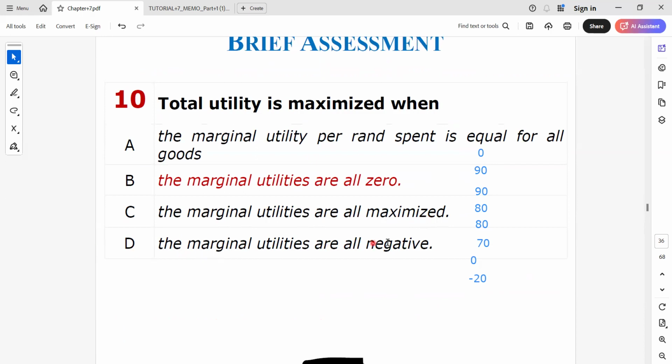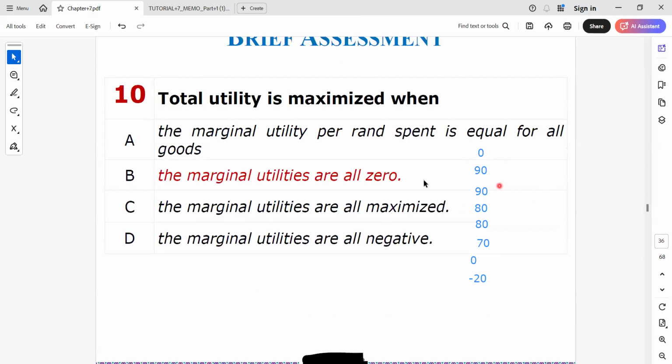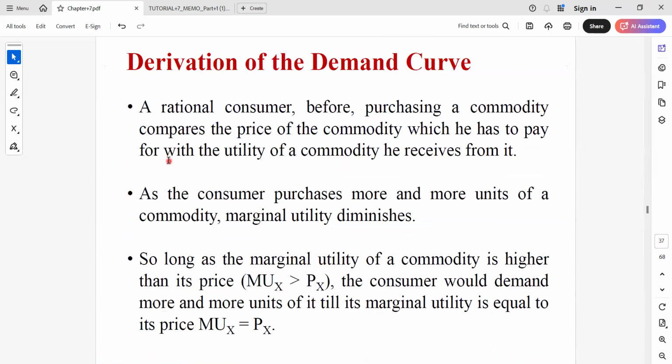The marginal utilities are all negative. Don't even know what these two mean. Okay, now deviation of the demand curve. So we're done with marginal utility and total utility, looking at the questions and their curves. Now we're going to be looking at the deviation of the demand curve.